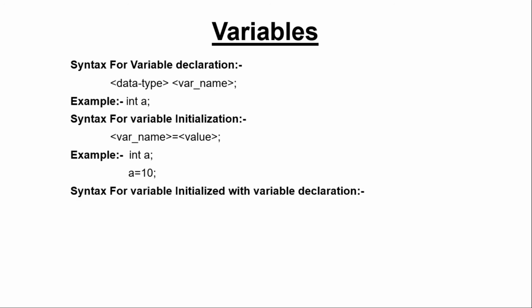Syntax for variable initialization along with variable declaration: you can do both of the above steps in one line. Let's see: data type, variable name equal to value, and at the end a semicolon. Let's say an example: int a = 10. Here int is the data type, a is the variable name, equal to is an operator, and 10 is the value.